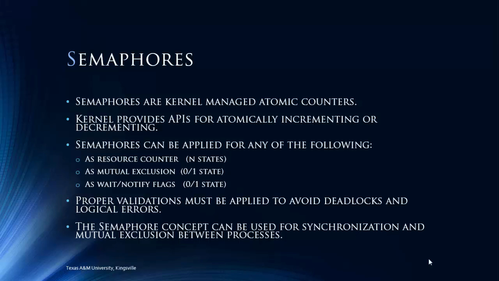In the same way for binary semaphores, when a process writes some data into a shared memory, it will notify another process to read by sending a notification token using a semaphore. Proper validation must be applied to avoid deadlocks and logical errors. The semaphore concept can be used for synchronization and mutual exclusion between processes.